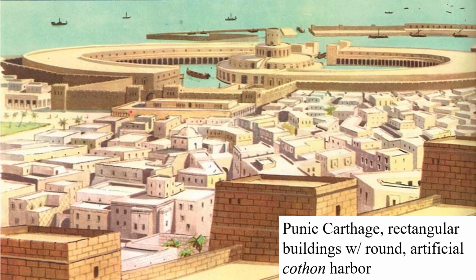Although they do build a very elaborate harbor. This is an artificial harbor, which is called a kothon. They put a lot of effort into building this harbor because they're a seafaring maritime people. They have lots of trade ships and they have a large navy. So a harbor like this is essential for their civilization's economic and military success.